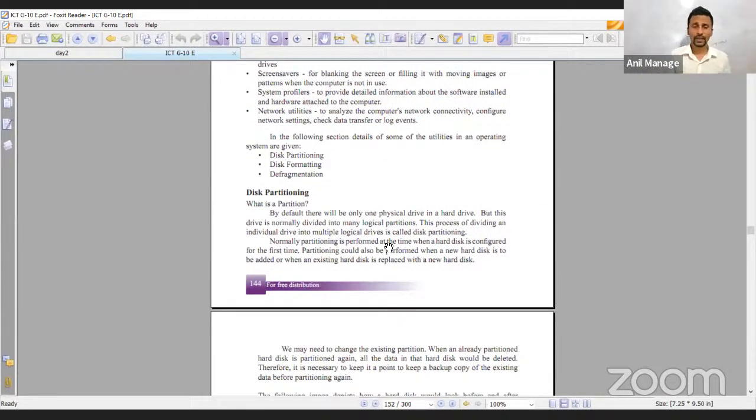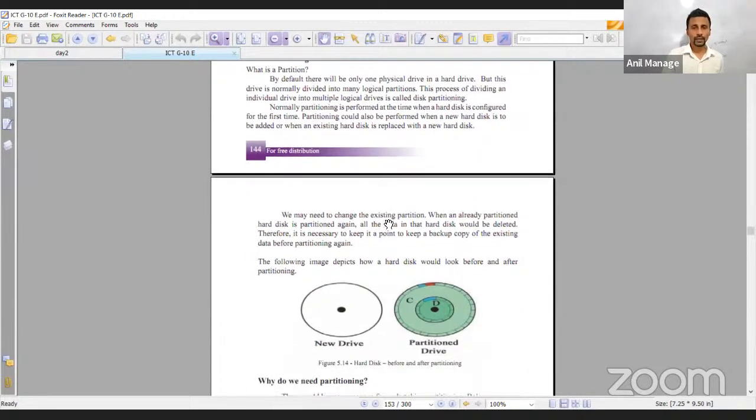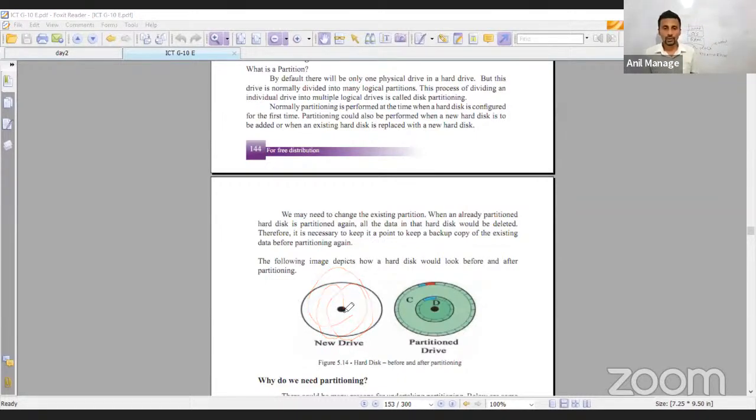One is disk partition. Now through the picture I will explain. When you take the hard disk, it's just like a new drive. So you don't have any partition. What you are going to do is make it C drive, D drive and all that. It is partitioned just like that, but it is happening logically, not physically. So you have logically different parts.